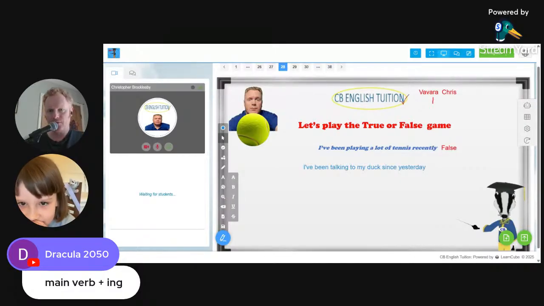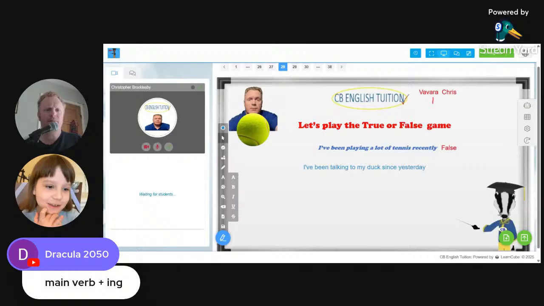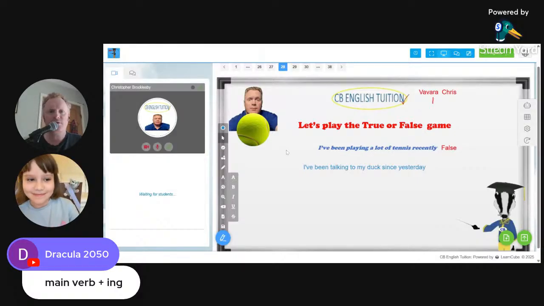Dracula thinks false. Well, I think it's strange because ducks don't talk, do they? No. Or you can talk to a duck, or he can just, well... Yeah, so I think maybe it's true. I think you've been talking to the duck, but the duck hasn't been talking to you. Is that correct? Yes, it's true. Okay, so Chris Teacher was correct. So it's true.